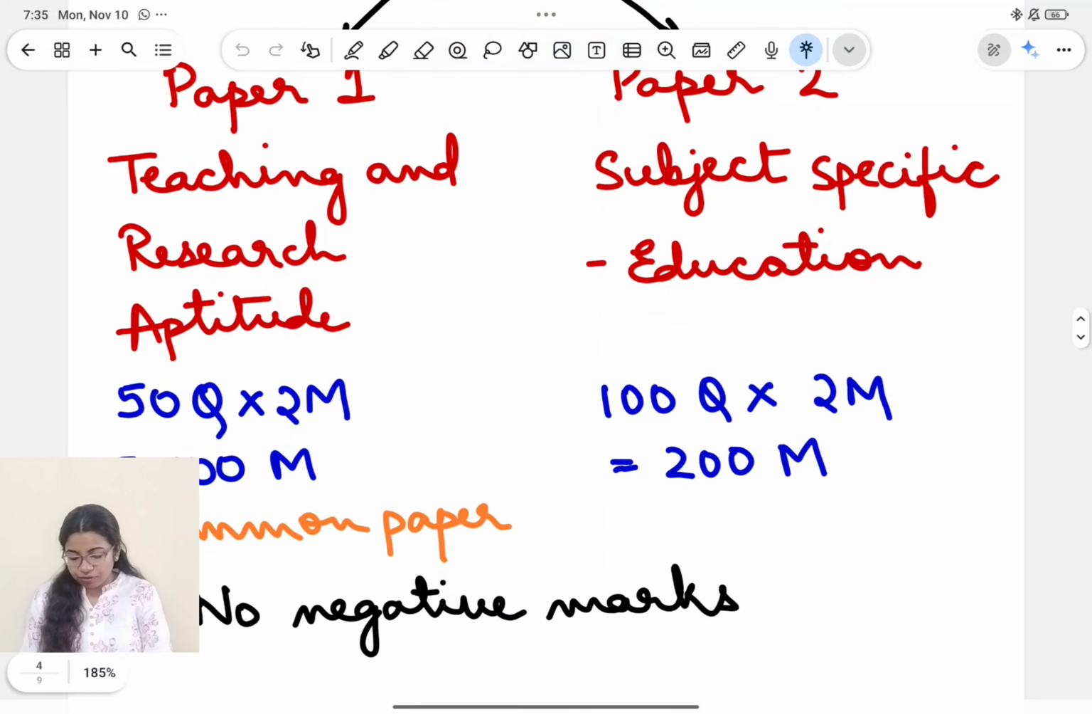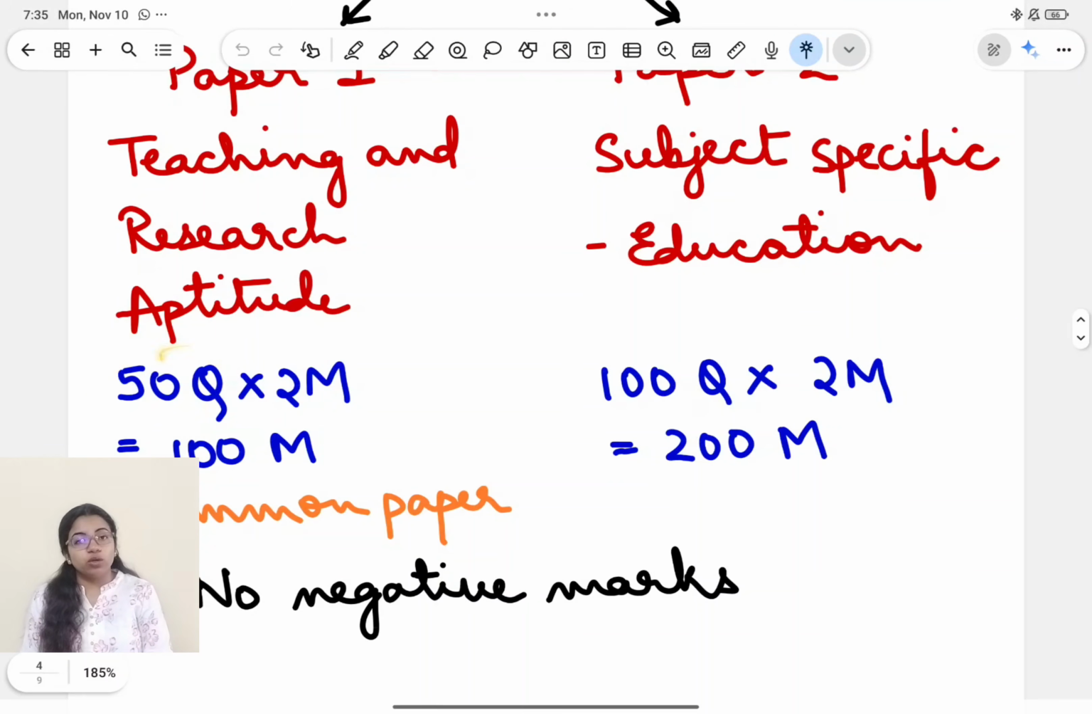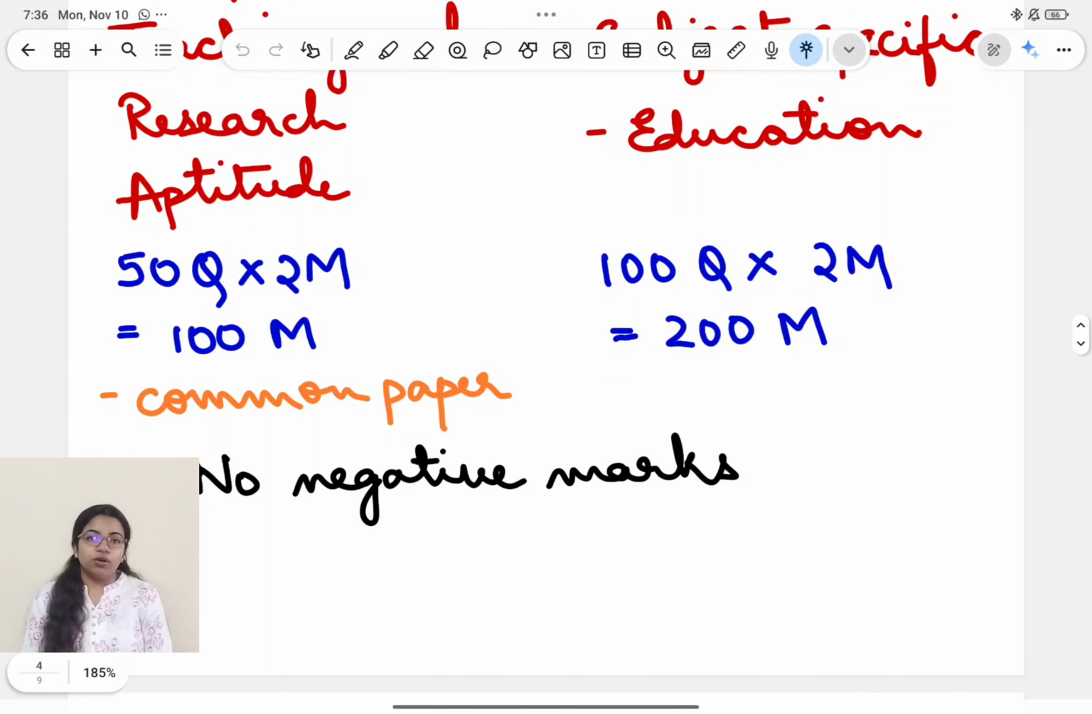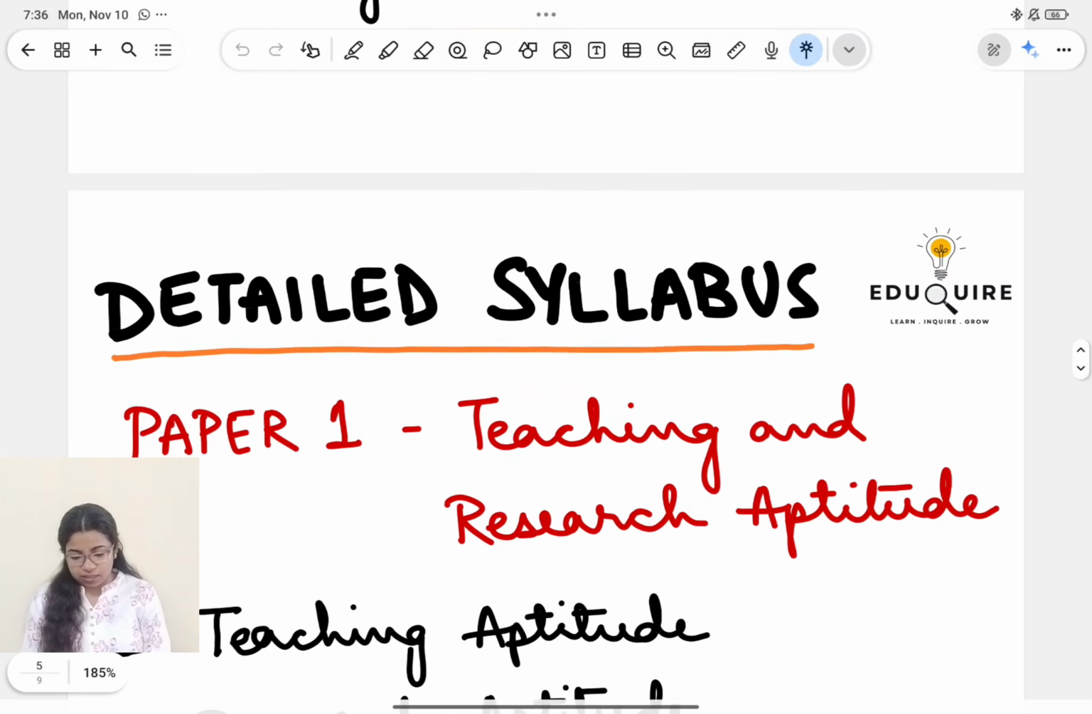Next, paper 1, there are 50 questions of 2 marks each, totaling up to 100. For paper 2, subject specific education, we have 100 questions of 2 marks each, so totaling up to 200. So the total exam is for 300 marks and paper 1 is common for all the subjects. Now there are no negative markings and both the papers are compulsory. You can move freely between papers while you are answering.